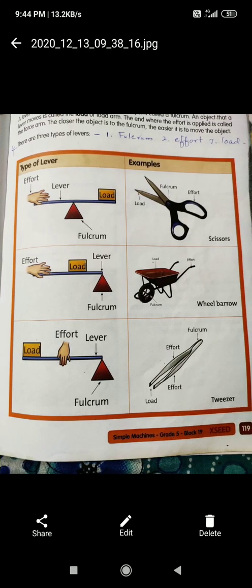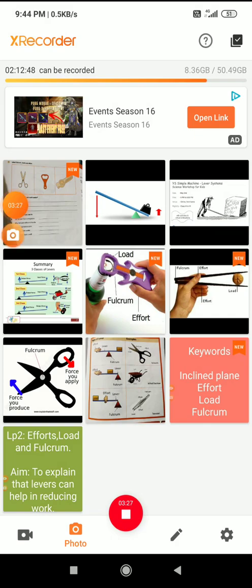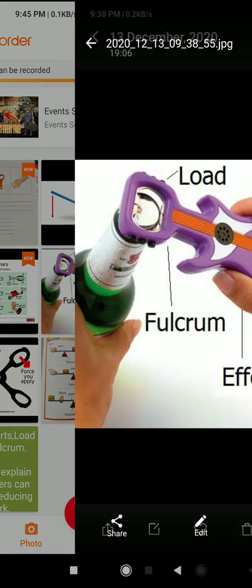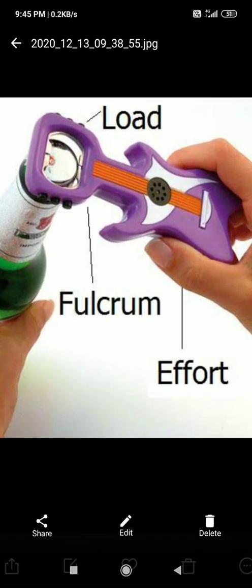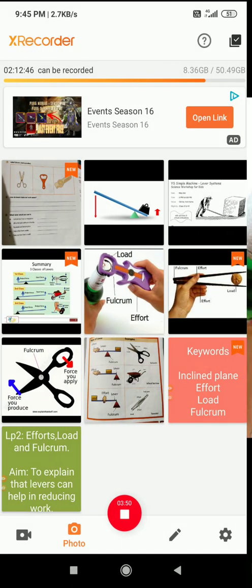The second example, instead of wheelbarrow, we will go through the bottle opener, right? Like this. Here you can see where we apply the effort, and where the load will be, and in the middle the fulcrum will be there, right? So this is a second class lever, we can say.